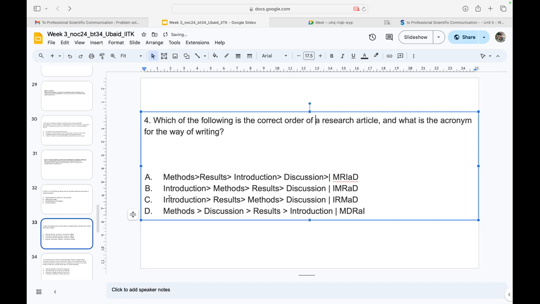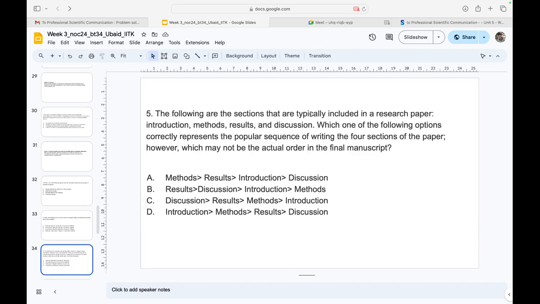B is the correct order of a research article, and it is also known as IMRAD. So introduction, method, result, and discussion. This is the correct order of a research article. And if the question is like this: the following are the sections typically included in a research paper: introduction, method, result, discussion. Which one of the following options correctly represents the popular sequence of writing the four sections of the paper? However, this may not be the actual order of the final manuscript. So what is the answer?